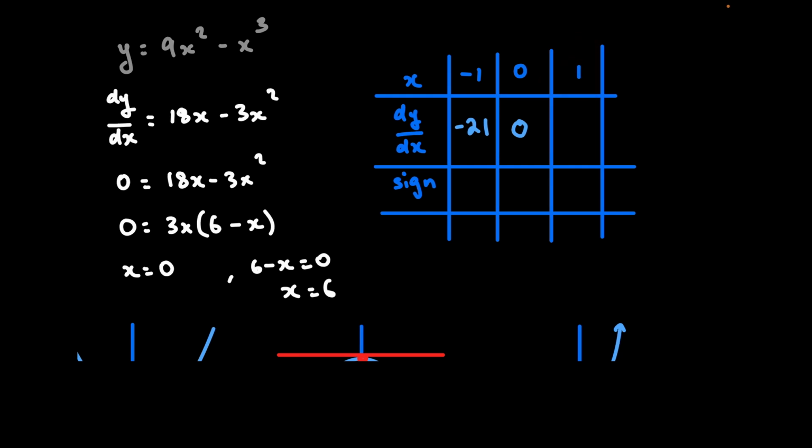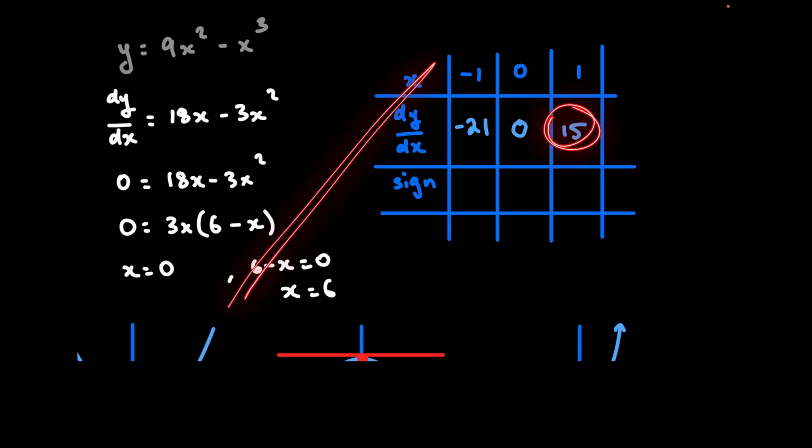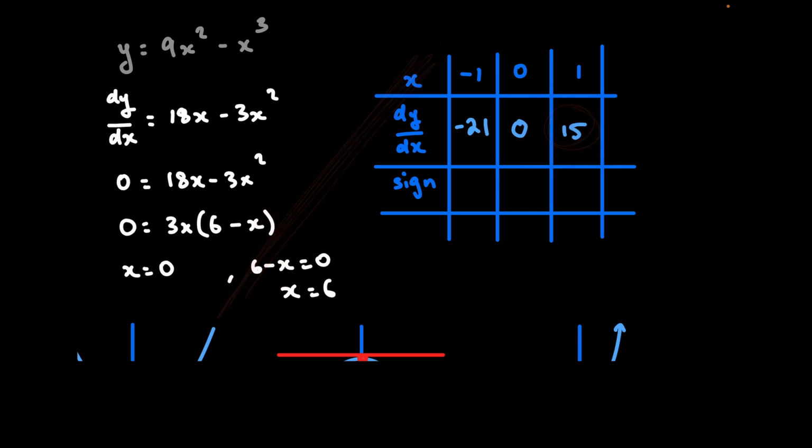Now what about when x equals 1? Well, when x equals 1, let's sub it into this equation here. We get 18 times 1, which is 18, minus 3 times 1 squared, which is -3. That gives us 15. So this tells us that the gradient of the tangent line when x equals 1 is going to be 15. So the tangent line will look like this.